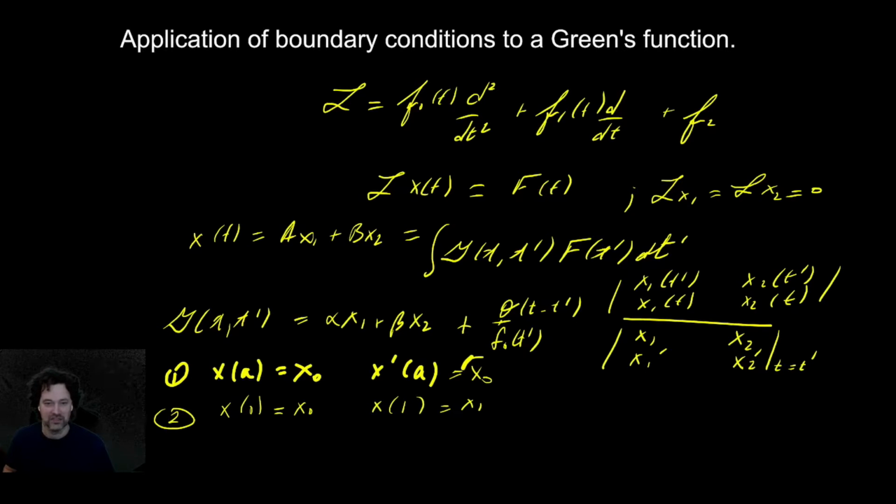That's f naught x double prime plus f1 x prime plus f2 x equals f of t. We want to solve that, assuming that we have two homogeneous solutions where L of x1 and L of x2 both equal 0. Then the general solution is the superposition of our two homogeneous solutions, added to that the convolution integral of our Green's function with our forcing function f of t, where we're integrating over all t prime.